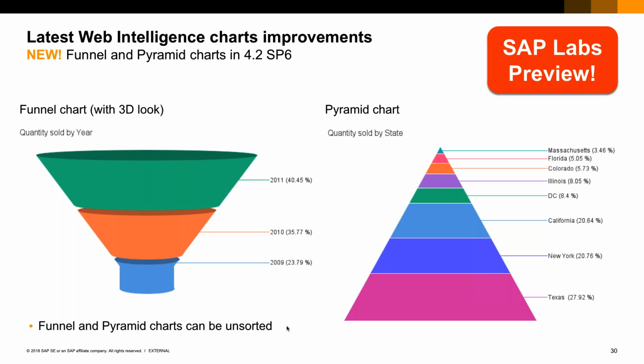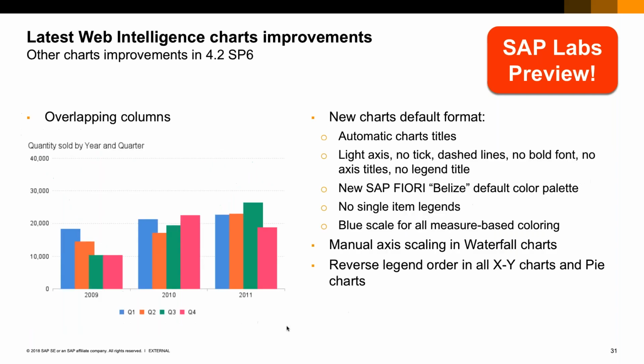All these are a preview of what we are working on. So I just want you to understand that if we find any issues or regressions due to these improvements we're making for 4.2 SP6, then we'll take them out of 4.2 SP6. So there's no commitment now on anything.